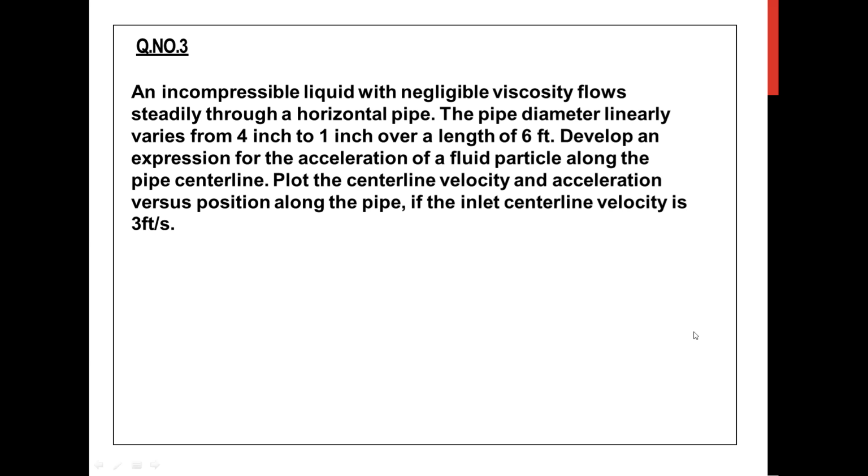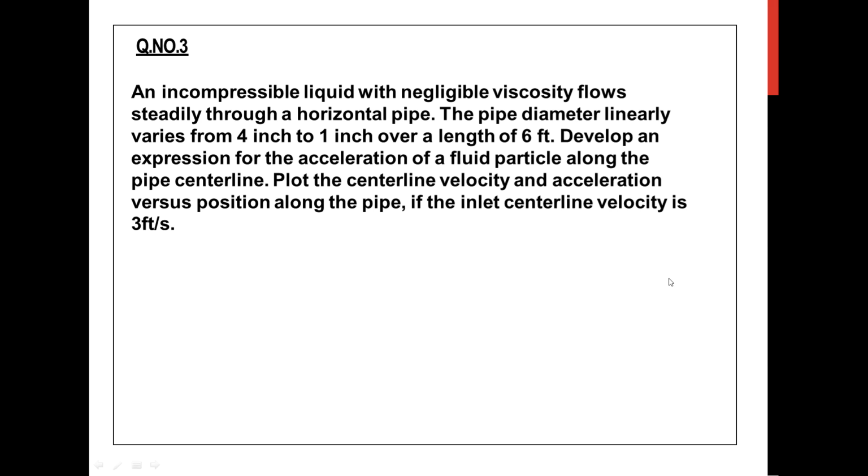Now coming to question number 3, we are given an incompressible liquid with negligible viscosity flowing steadily through a horizontal pipe. The pipe diameter linearly varies from 4 inch to 1 inch over a length of 6 feet. Develop an expression for the acceleration of a fluid particle along the pipe central line. Plot the central line velocity and acceleration versus position along the pipe if the inlet central line velocity is 3 feet per second.